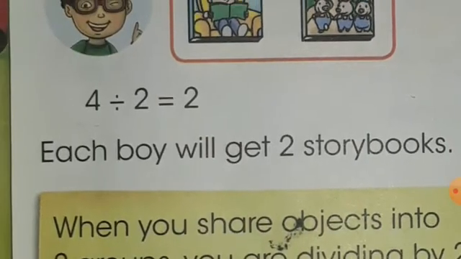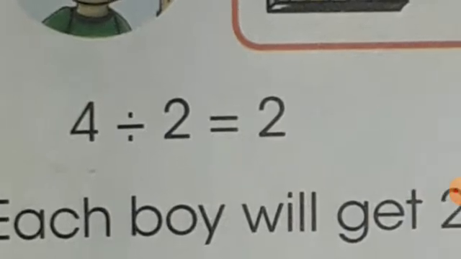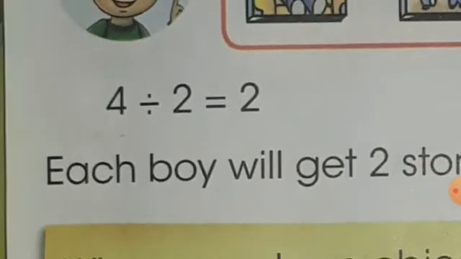Here you can see this is called our division sentence. The total number of objects will be written first, then the sign of division, then the number by which we will divide, then we will write the sign of equals, and then we will write the answer.